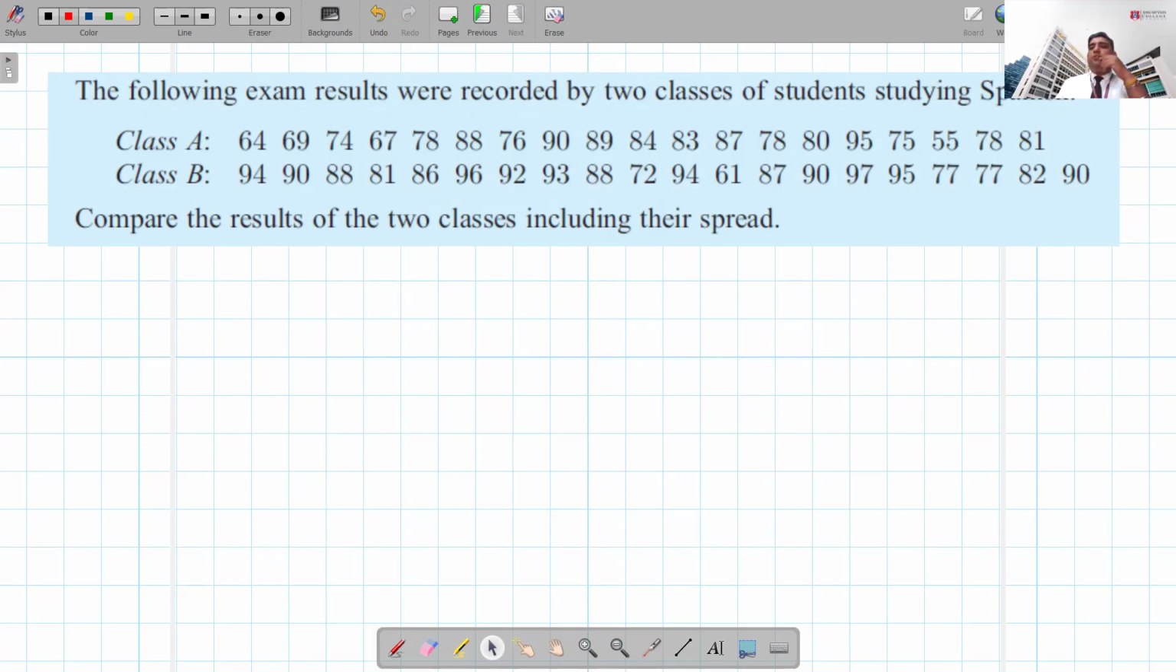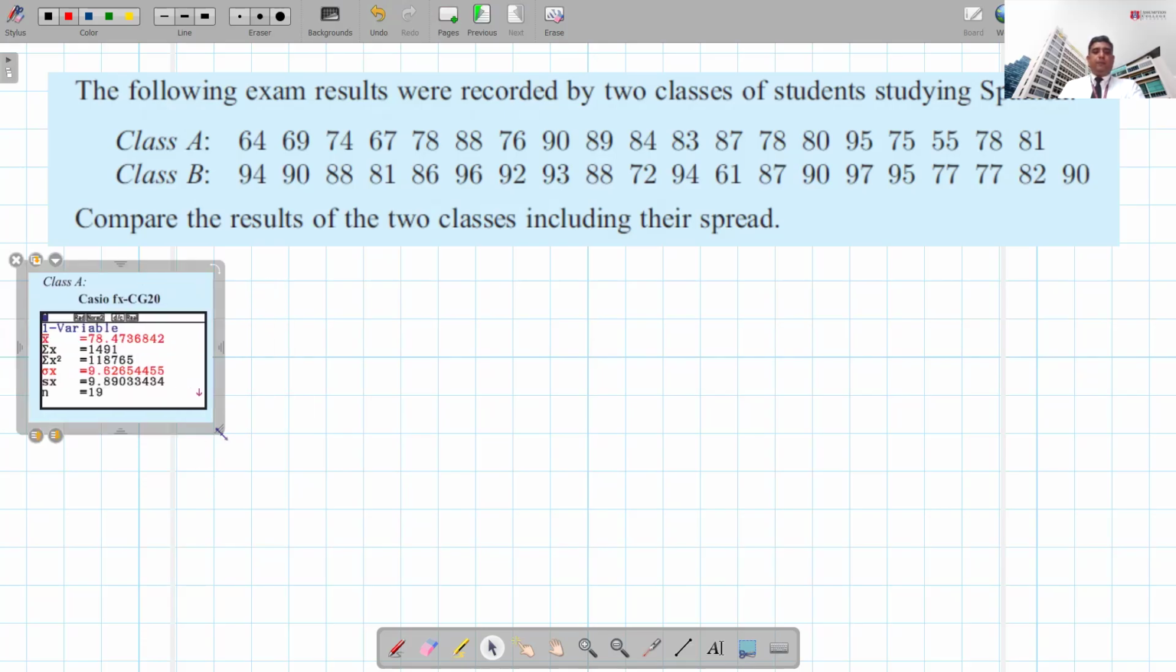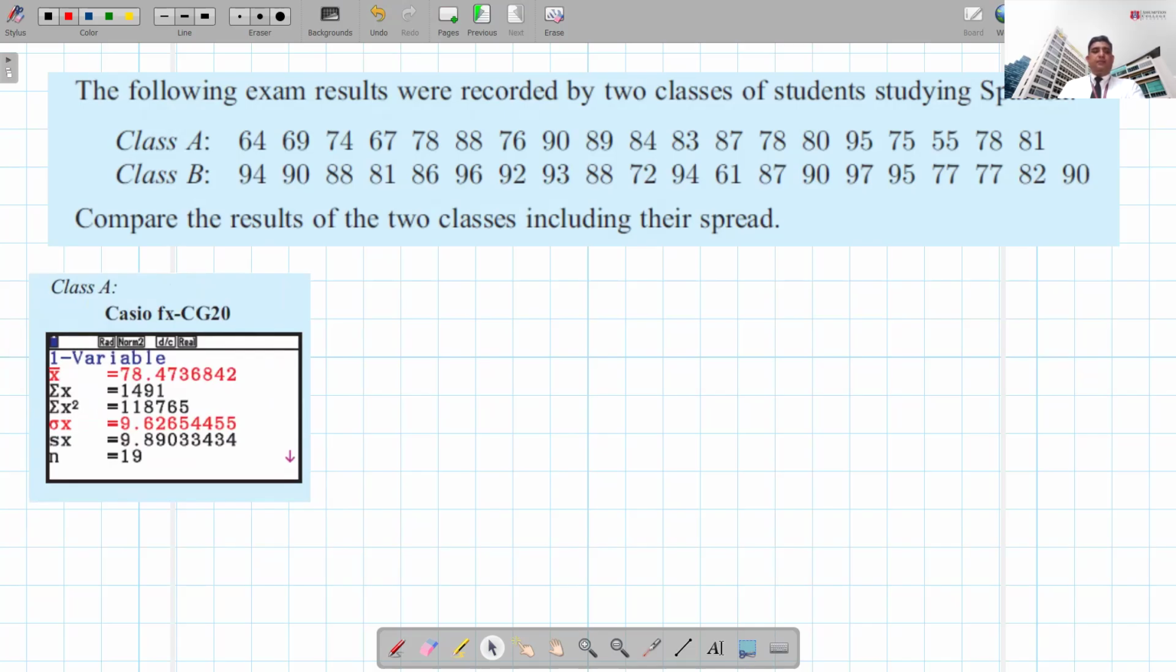Okay. So if you have considered this, so for set A, if you used your calculator, the Casio FX-CG20, this is the answer you will get for set A. And for class B, set B, this is the answer.